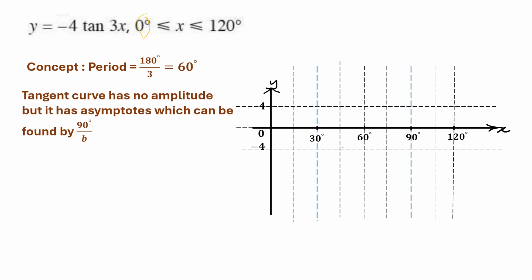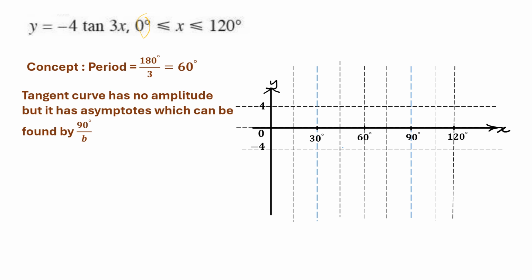Right, so the asymptotes will happen at 30 degrees. Just remember when we sketch y equals tangent x, the period is 180 and the asymptotes happen at 90 degrees. So here the asymptotes happen at x equals 30, because 30 times 3 gives you 90, and tangent 90 will give you error. It also happens at 90 degrees because 90 times 3 is 270, and tangent 270 will also give you error.